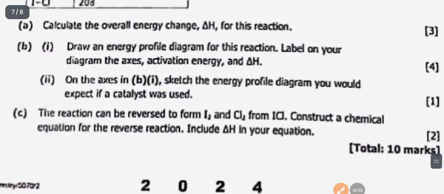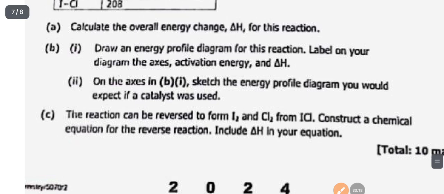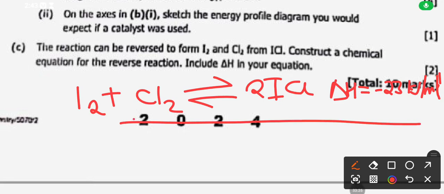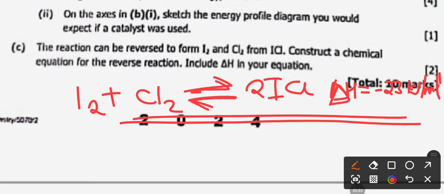Question C. The reaction can be reversed to form iodine and chlorine from iodine chloride. Construct a chemical equation for the reverse reaction. Include ΔH in your calculation. So include enthalpy change in your reaction. So this is how the reaction would be. I've included the enthalpy change, and these have arrows. As you know, they represent that the reaction is reversible.